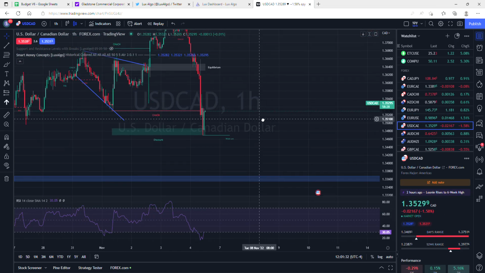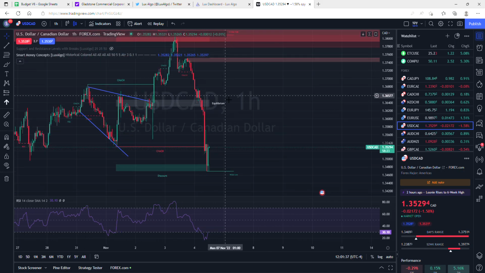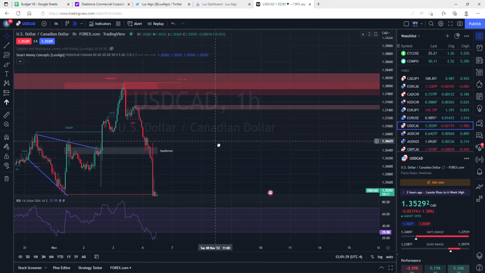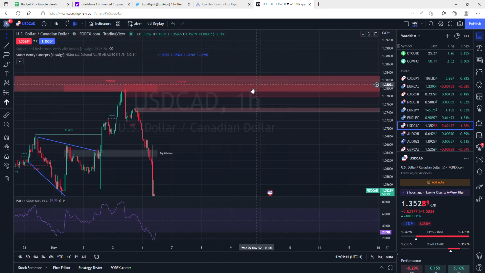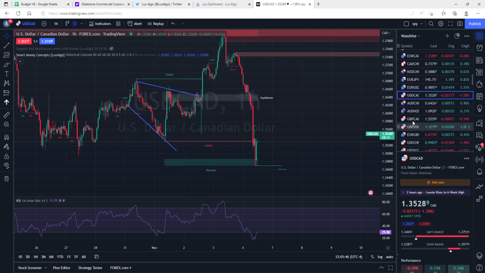So this could be an opportune buy zone here. You see a rejection here. Don't have a break of the low. So the next test would be up here. But you can see you have all these sell zones up here, and you can see that strong rejection off of that as well.